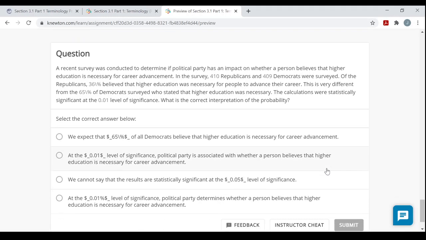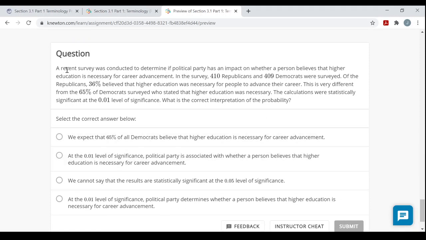All right, so a recent survey was conducted to determine if political party has an impact on whether a person believes that higher education is necessary for career advancement. In the survey, 410 Republicans and 409 Democrats were surveyed. Of the Republicans, 36% believed that higher education was necessary for people to advance their career. This is very different from the 65% of Democrats surveyed who stated that higher education was necessary. The calculations were statistically significant at the 1% level of significance.